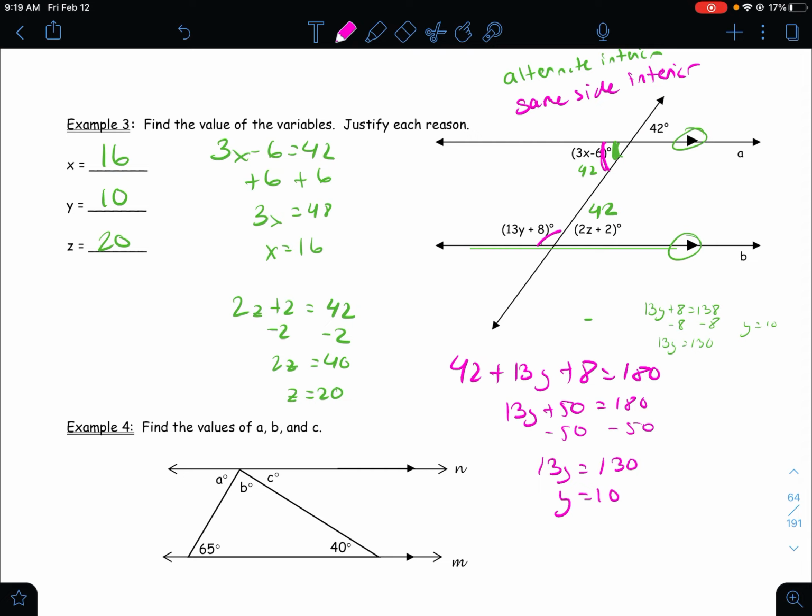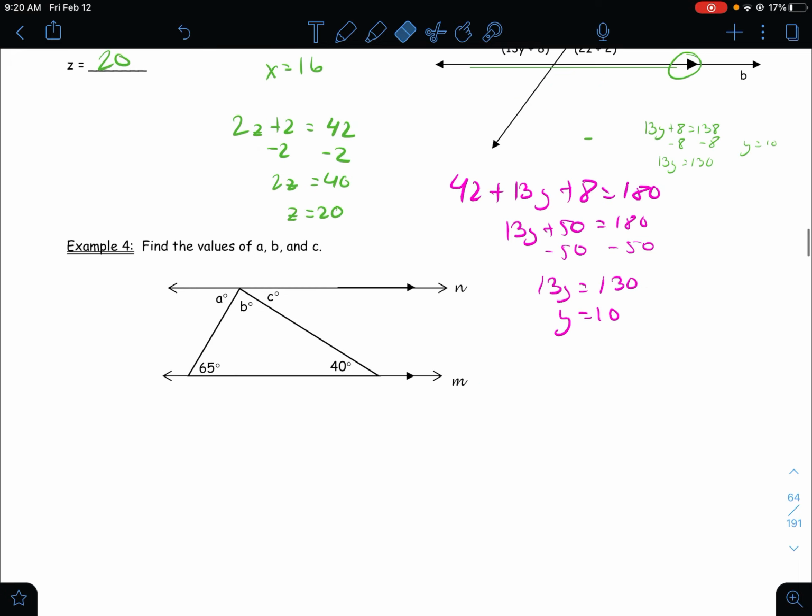There are so many different ways you can solve these. You also could have used corresponding angles for this guy as well. A lot of these, you'll see that there's multiple ways to solve.